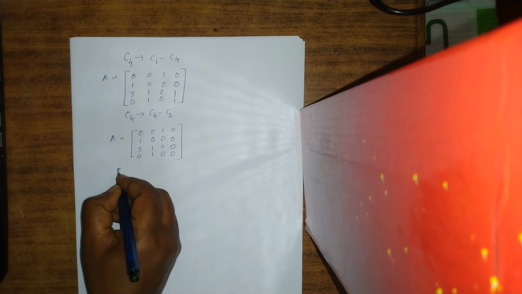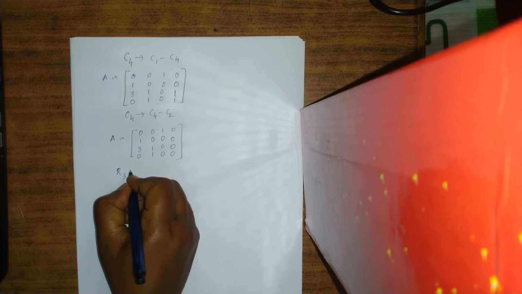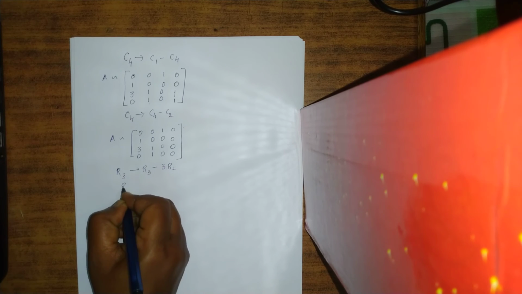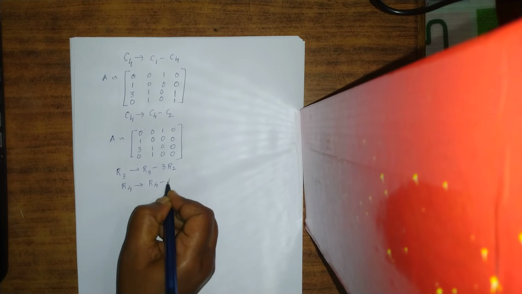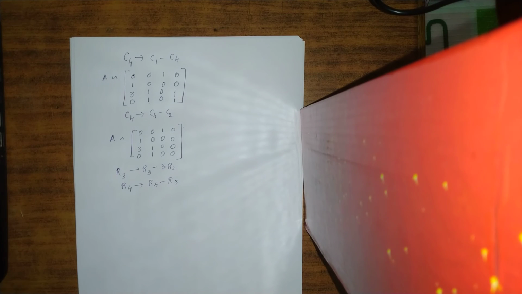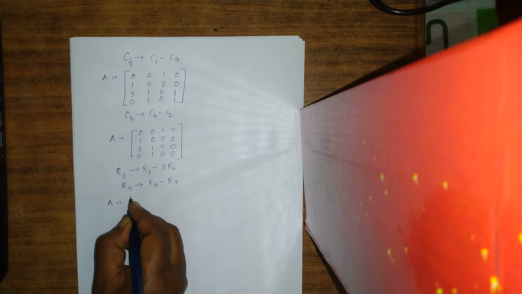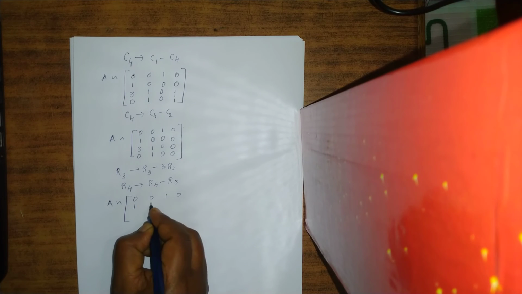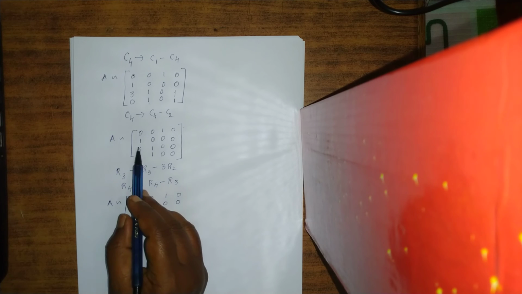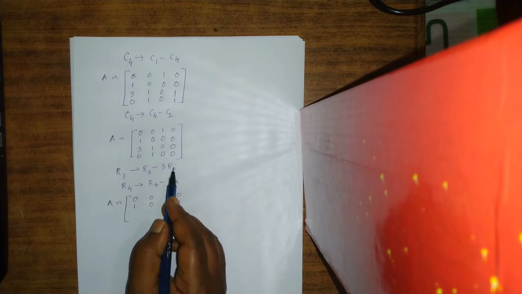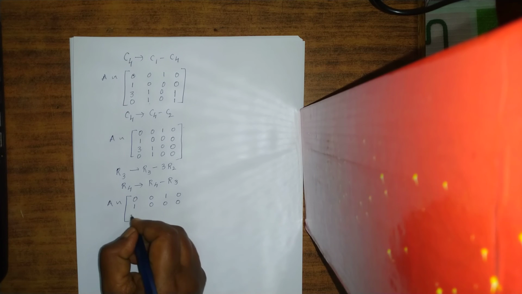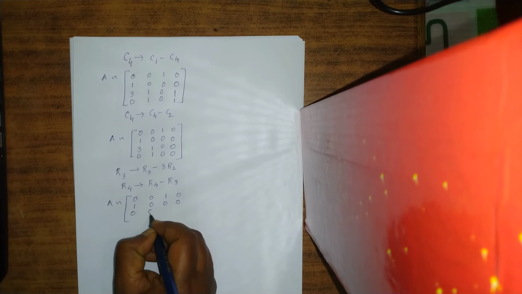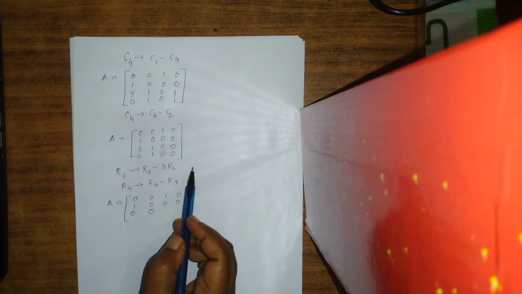Now applying R3. What is R3? Row 3 is R3 minus 3 times R2. And what is R4? R4 is R4 minus R3. So now let us solve this. Firstly, A becomes 0, 0, 1, 0. Second row is 1, 0, 0, 0. Third row is 3 minus 3 times R2. 3 minus 3 becomes 0. And R3 is 1 minus 3 into 0 is 0.